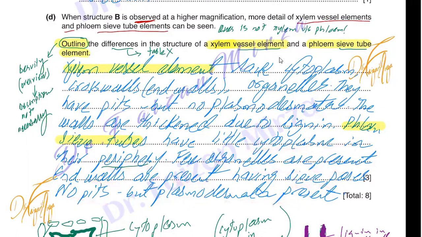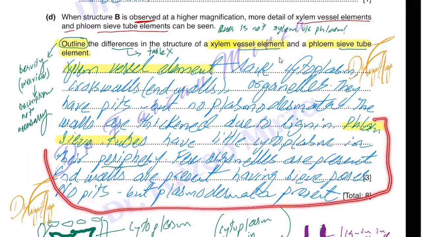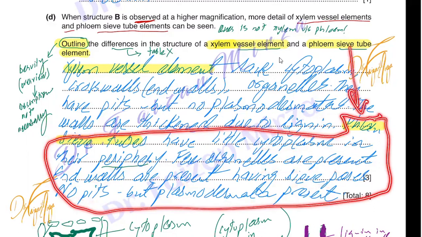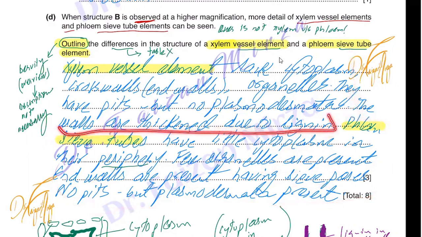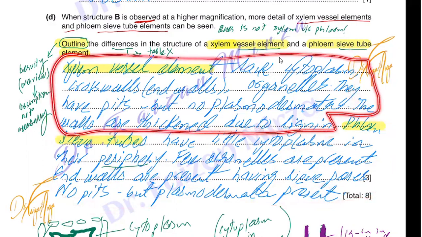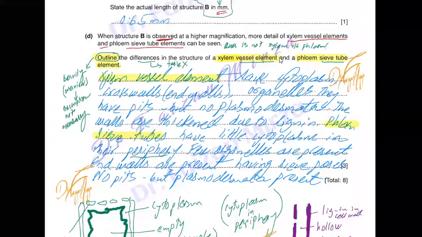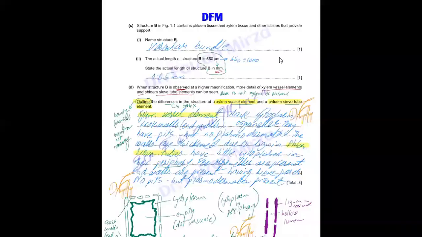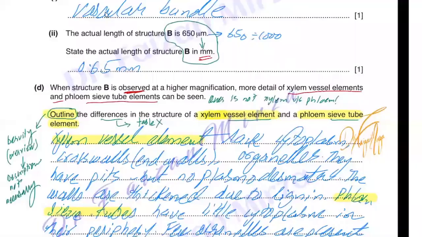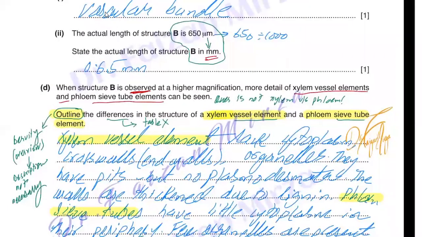So what I've done, I have divided my answer in such a way that I have used half of my space for outlining what phloem sieve tube is doing, and I have mentioned the differentiating feature of xylem vessel element in the first half of my answer. You can go for a like for like comparison as well, but I prefer this mode for my answer, and I found that to be more comfortable, although both are acceptable.